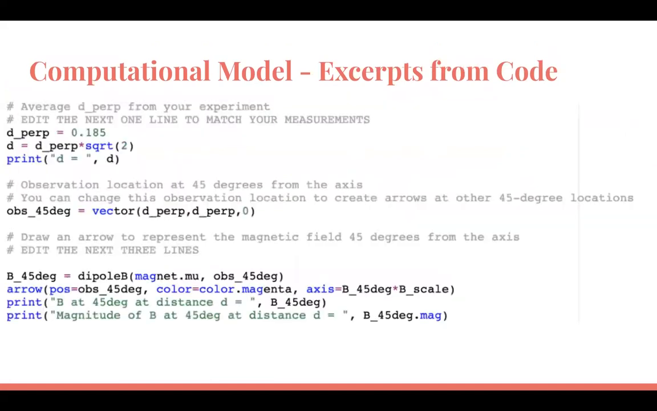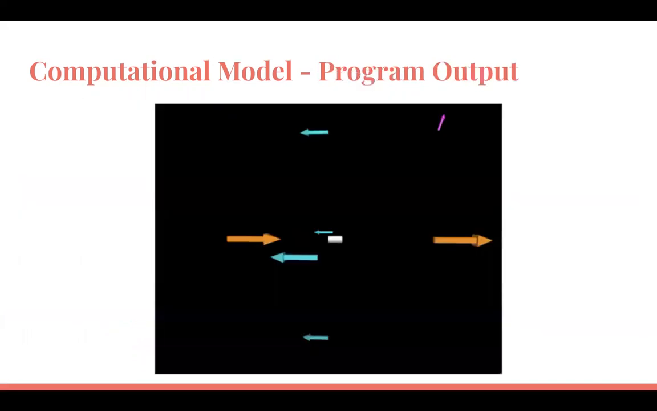And lastly, I did the same but for an observation angle at a 45 degree angle off axis from the dipole axis. So here's the final result, which shows the two on-axis magnetic fields in orange, the 4 perpendicular magnetic fields in light blue, and the 45 degree off-axis magnetic field in purple. Note that the arrows are scaled proportionally to the magnitude of the magnetic field they represent.